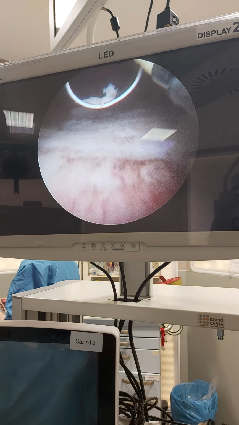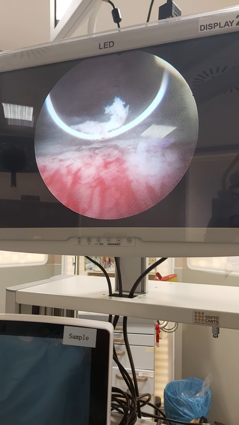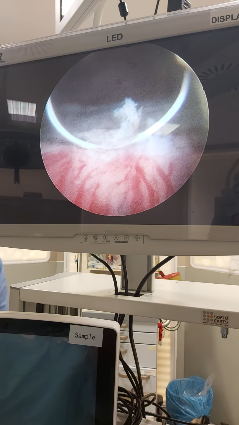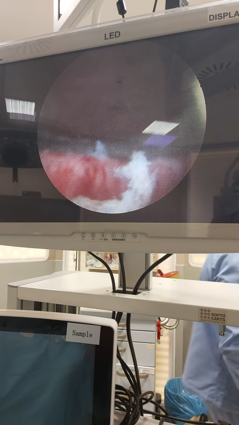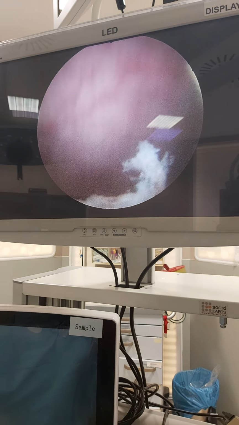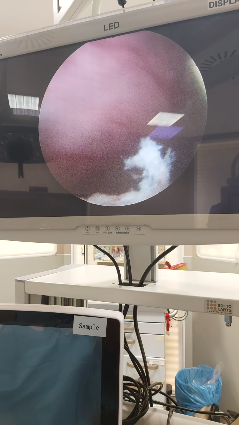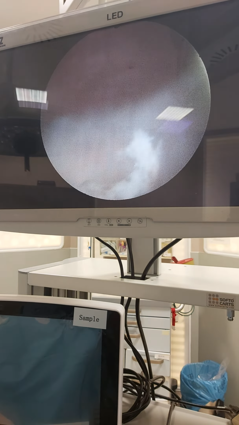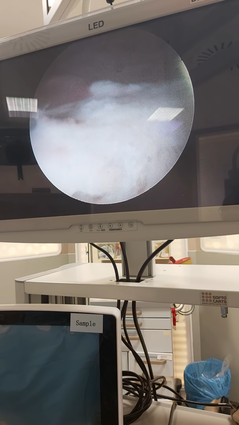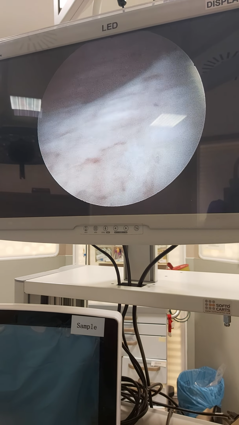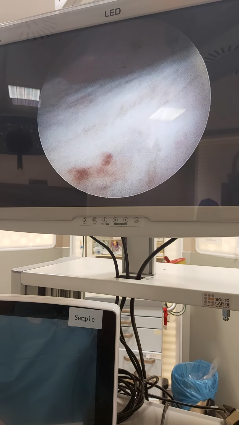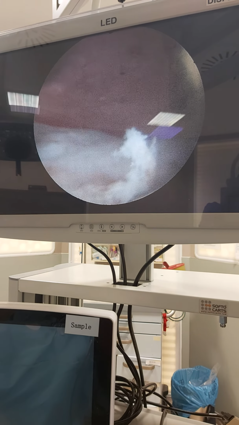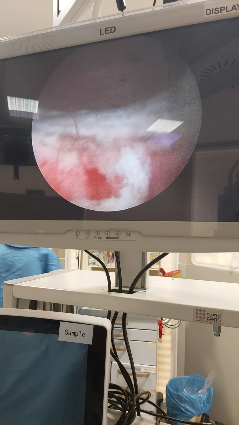Now, the last part of our operation is looking into the vagina. Yes, we are finished. Let's have a last look. All new bladder mucosa will grow over this fulgurated area.